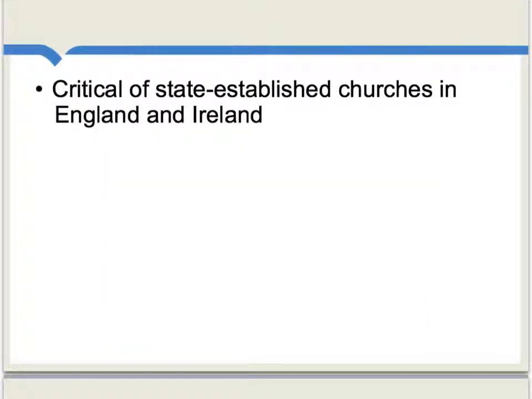Finally, we find a consistent behavior pattern where economists are critical of state-established churches in England, but especially in Ireland, where most of the population is Catholic, but the state-established church is Protestant. Economists were skeptical of these subsidies and these monopoly privileges.